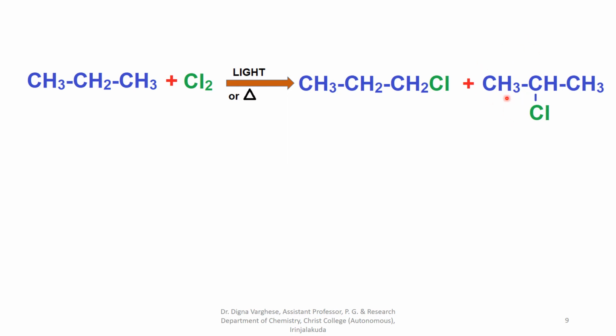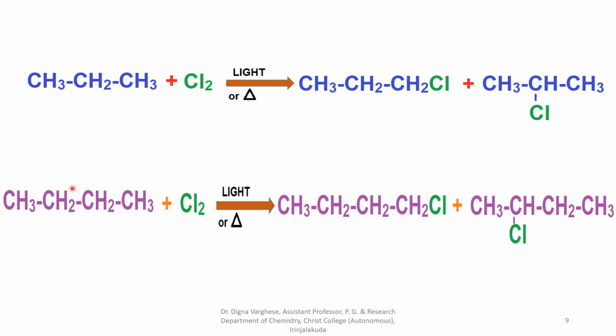In the case of butane, it reacts with chlorine in the presence of light or heat. You can see the isomeric products, that is 1-chlorobutane or 2-chlorobutane. Here the 1-chlorobutane is the major product.